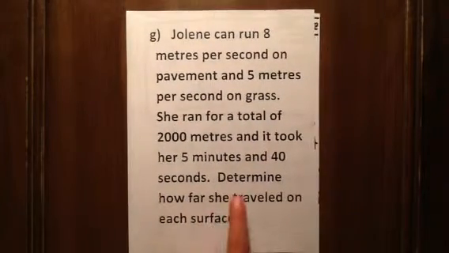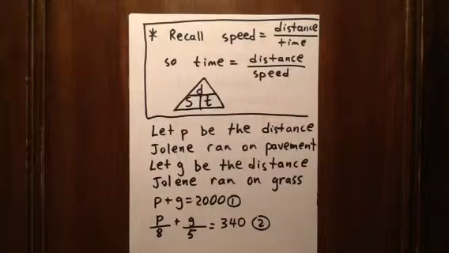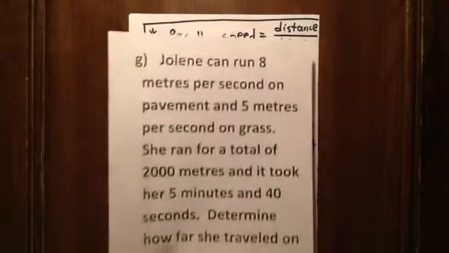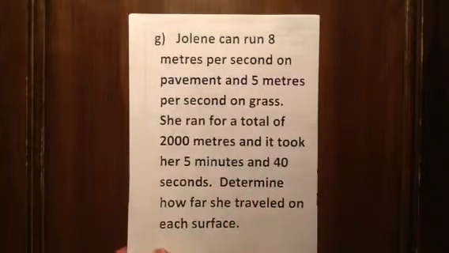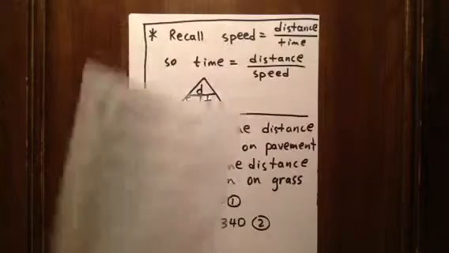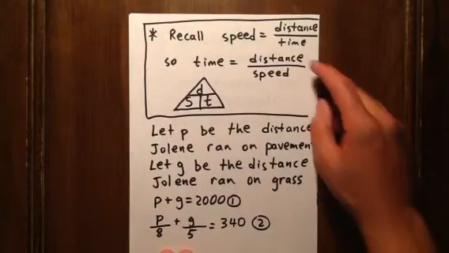Okay, so remember it's asking how far she traveled on each surface, so what we can do is let the distance traveled on pavement be one variable and the distance traveled on grass be another variable. But before we do that, note that it also talks about time in here. So it talks about distance and it also talks about time. And so we have to recall a relationship between distance and time.